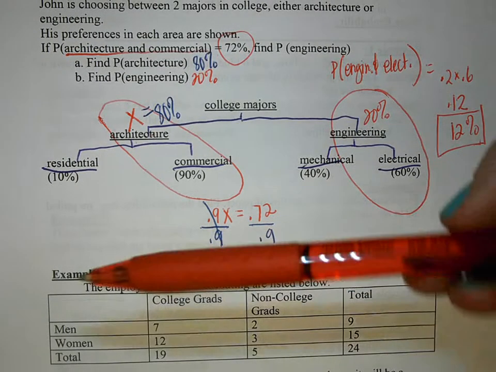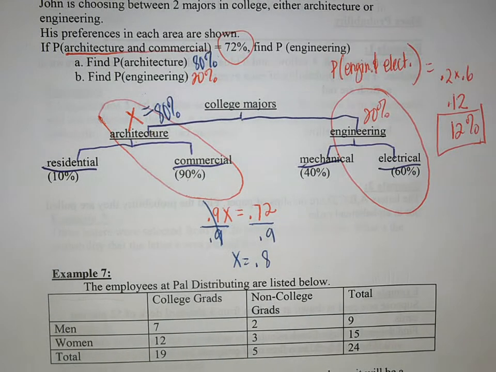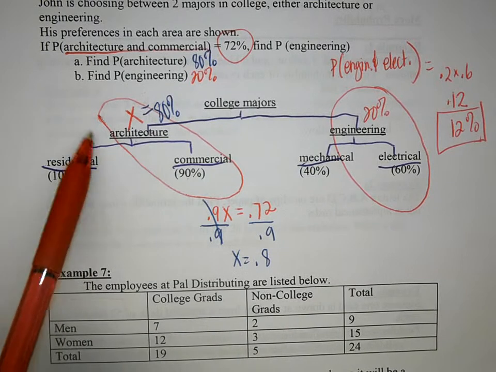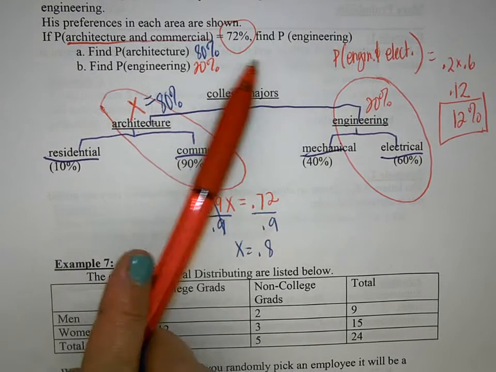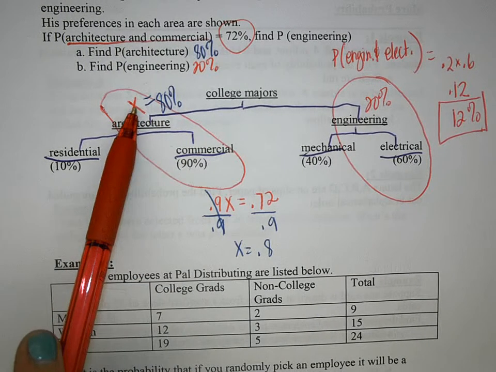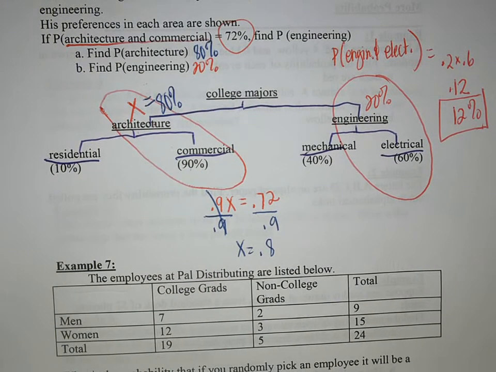And that's the same thing I did here. I multiplied x times this, and we knew what the answer was, right? Somebody asked me a question about this. So we didn't know what architecture was, right? So I gave that an X. But they told us that the probability of architecture and commercial is 0.72. So I knew that if I go X times 0.9, which makes 0.9x, will equal the 0.72. And then I was able to solve and get 0.8, which is 80%.